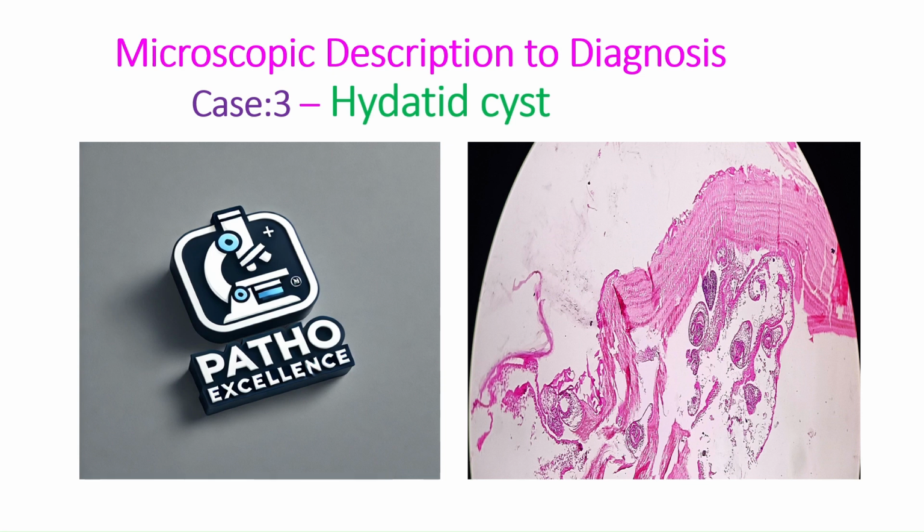In this microscopic description to diagnosis series, today we are going to explore a fascinating yet clinically significant parasitic disease, Hydatid Cyst, also known as Echinococcosis. This condition continues to be an important public health problem in many parts of the world, particularly in regions where livestock rearing is common.